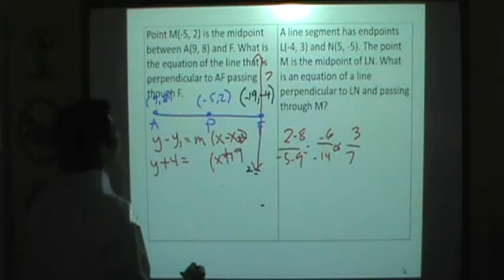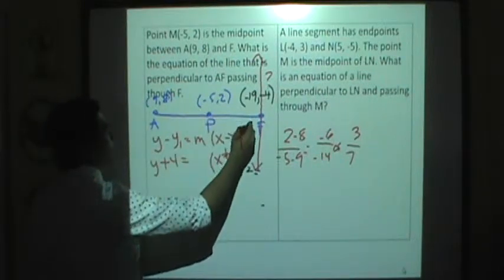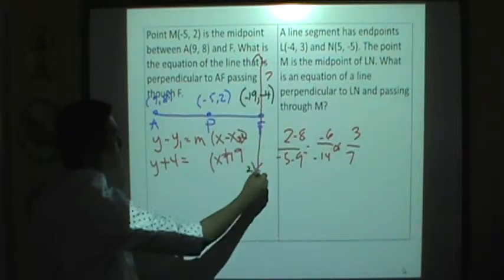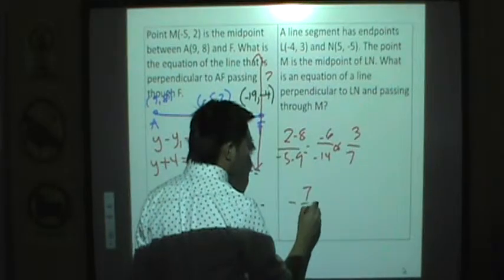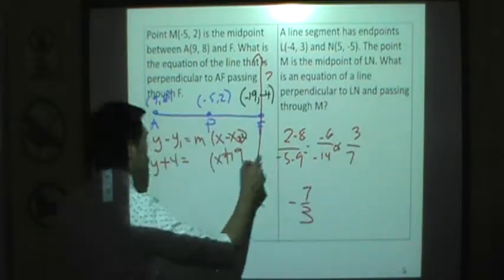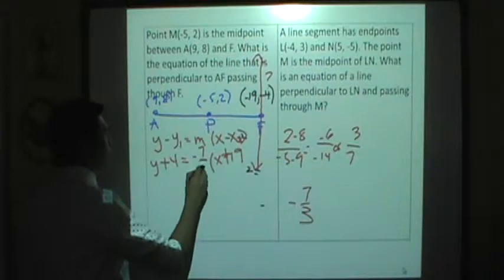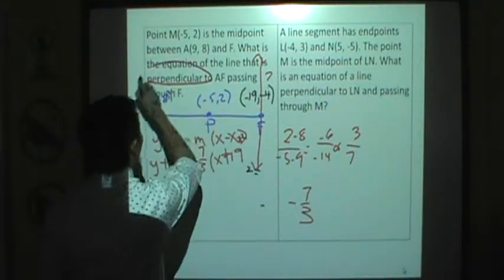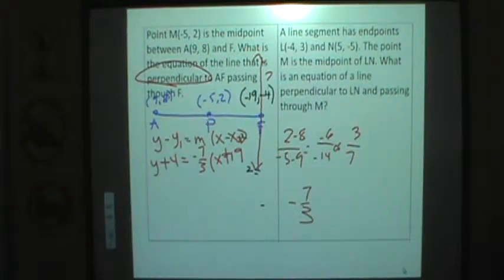Oh, wait. The slope of this is 3 over 7, but because this line is perpendicular, we have to flip it. So it's negative 7 over 3. We have to flip it and then change the sign to negative. I'm glad I caught that word because I was close to giving the wrong word.